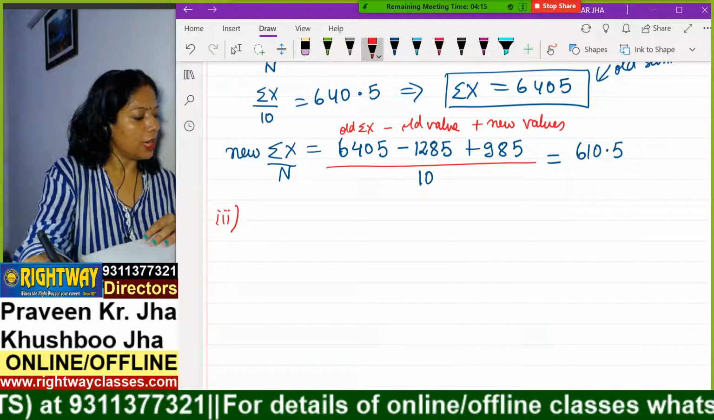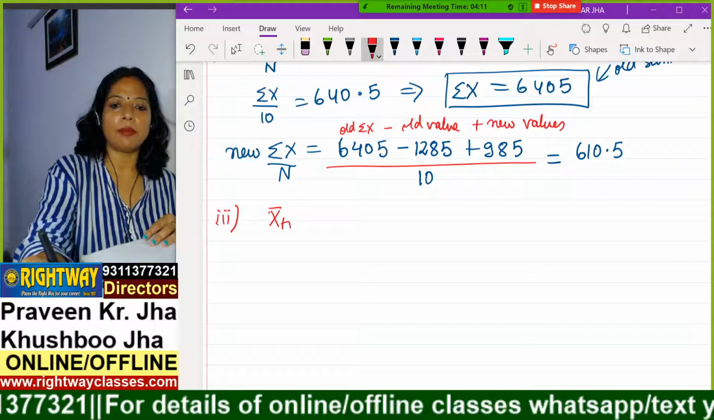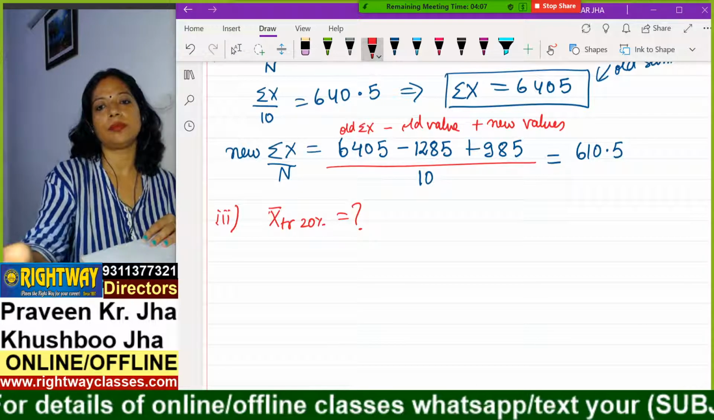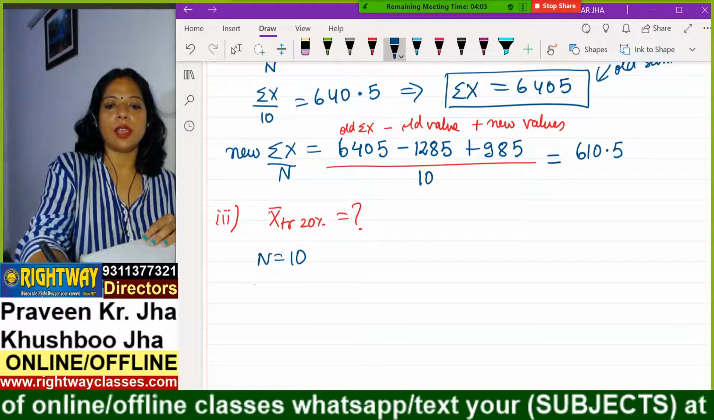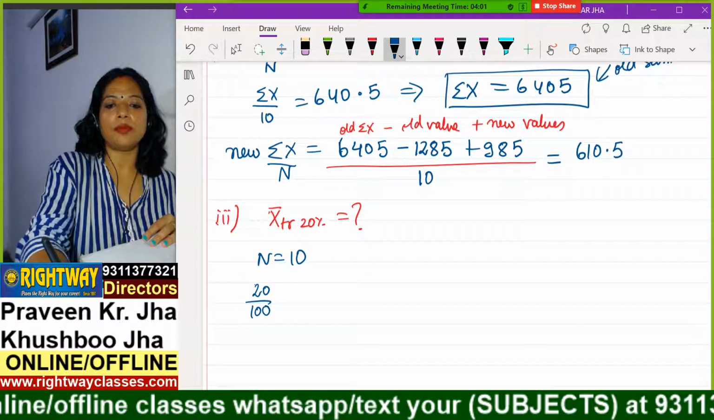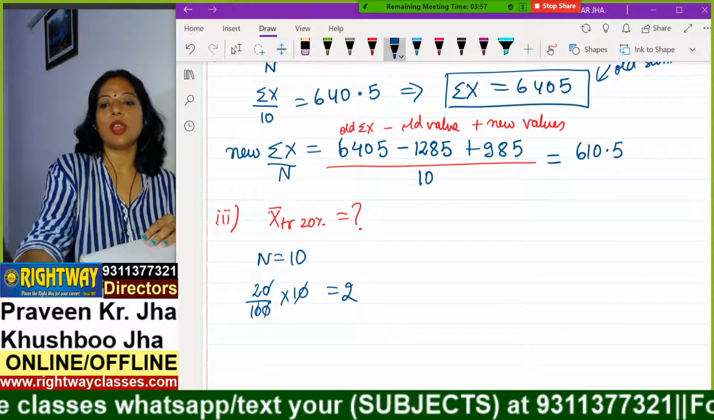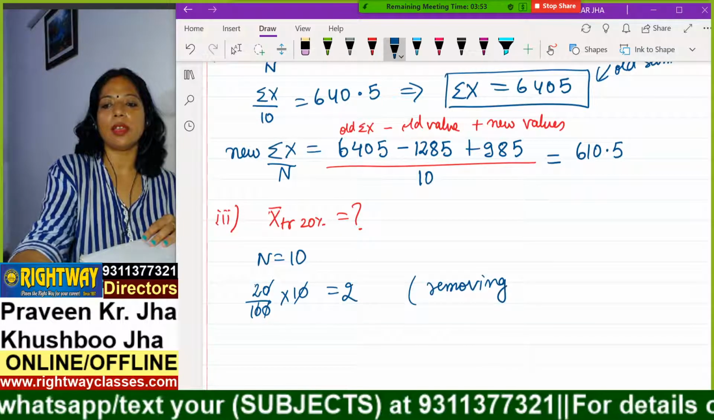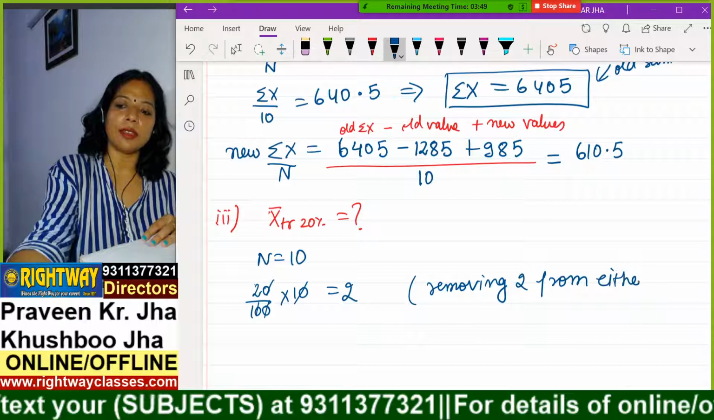The third part is calculate a 20% trimmed mean. That means trimmed mean 20%. So how many observations are there? 10. So 20% of 10 is how much? 2. So that means removing 2 from either side.